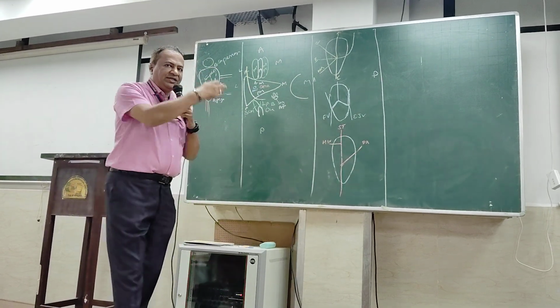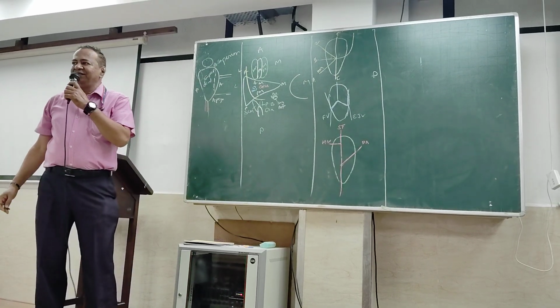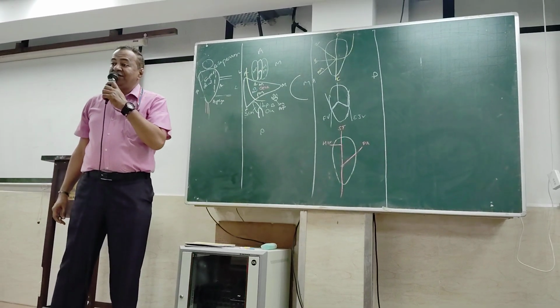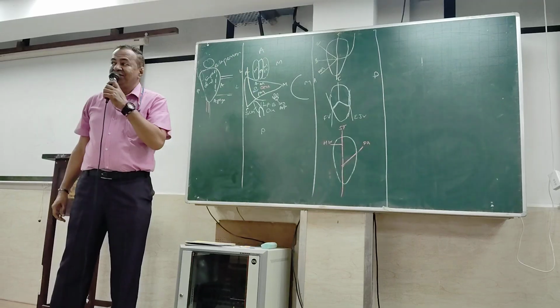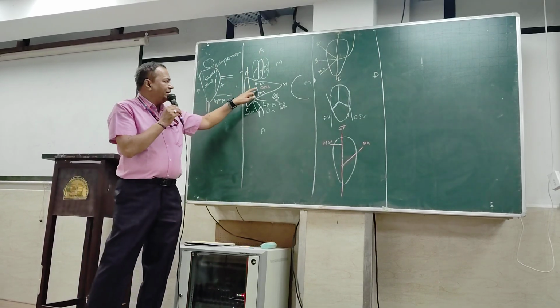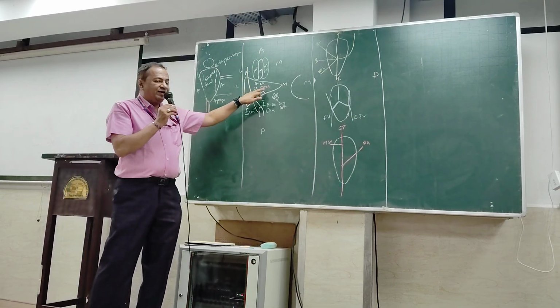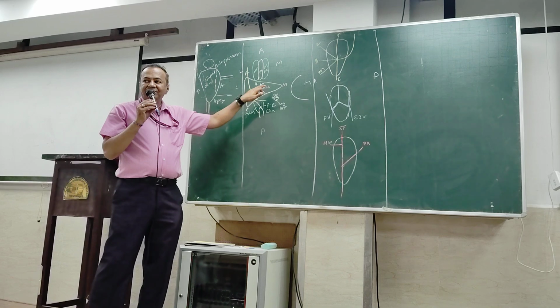Okay, three structures. What is the most superficial in the parotid? Facial nerve. Then retromandibular vein. Then deepest is external.